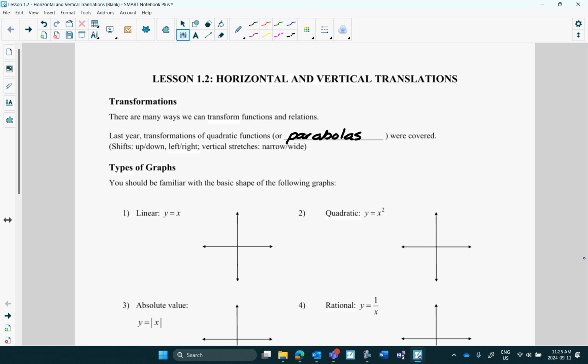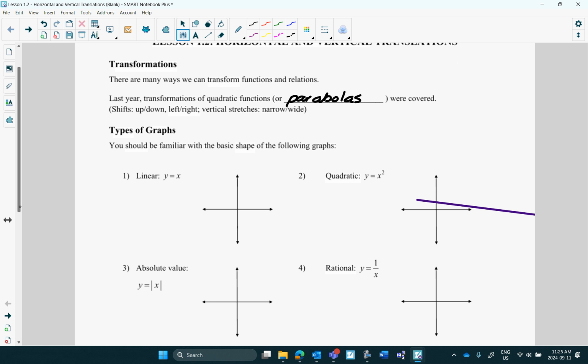And what we did is we took the most basic parabola, which was, and I might as well graph it here, which was y equals x squared. How did we graph y equals x squared? What was the point we always started graphing? 0, 0, called the vertex, right? For a parabola, we call it the vertex. And then it looks like this.